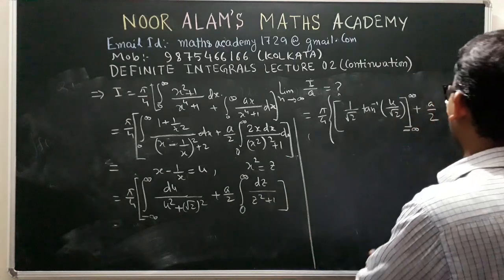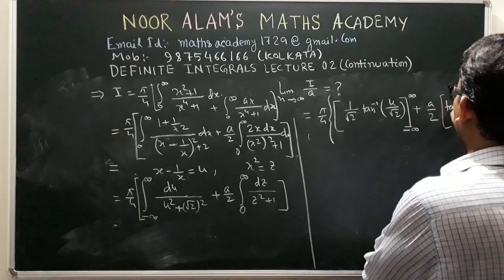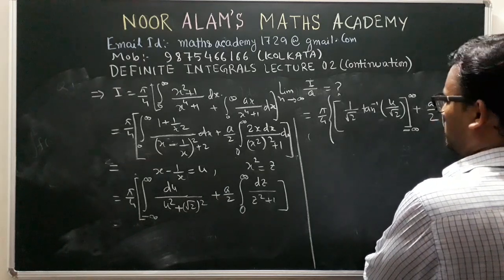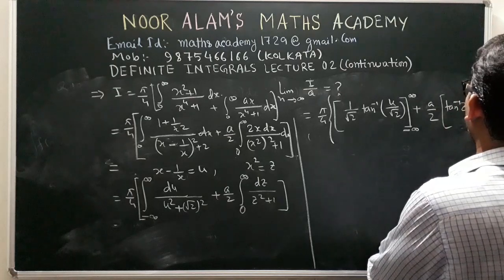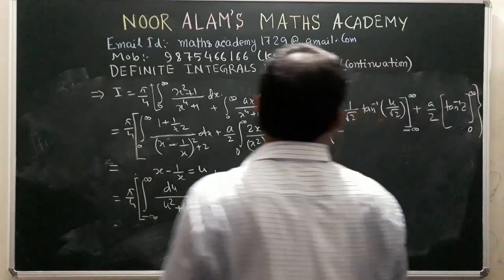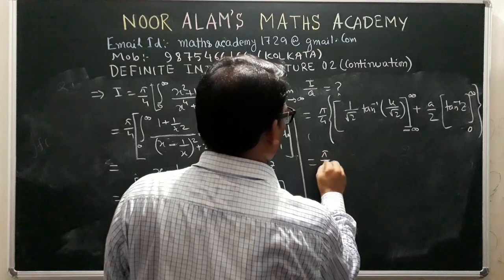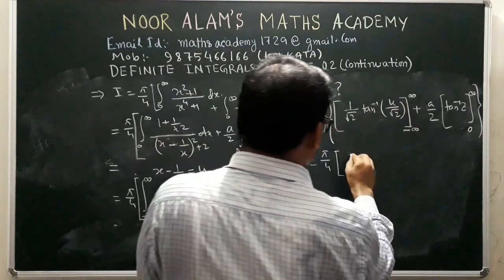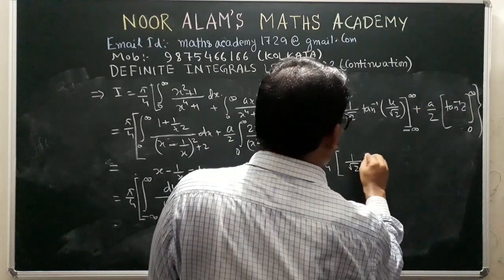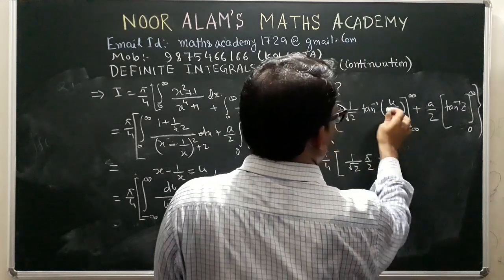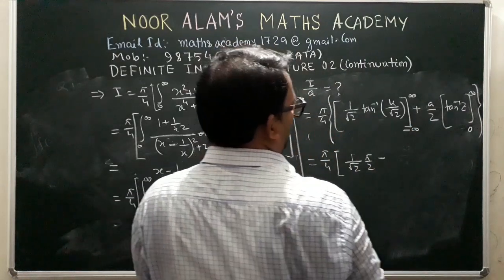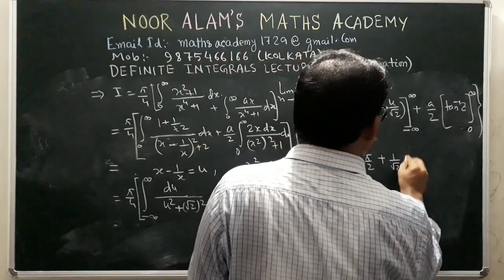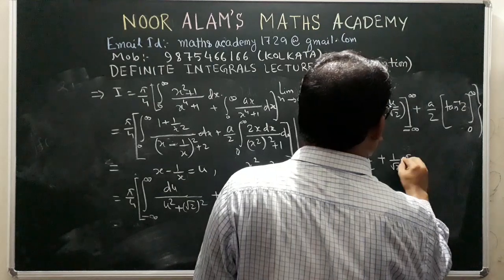Here again we use the tan inverse formula. So here we have tan inverse z with limit moving from 0 to infinity. Now here we have pi by 4. When we put plus infinity, we get pi by 2, so it will be 1 by root 2 pi by 2. Minus, when you put minus infinity, again you get minus pi by 2, so minus minus becomes plus. So 1 by root 2, again pi by 2.